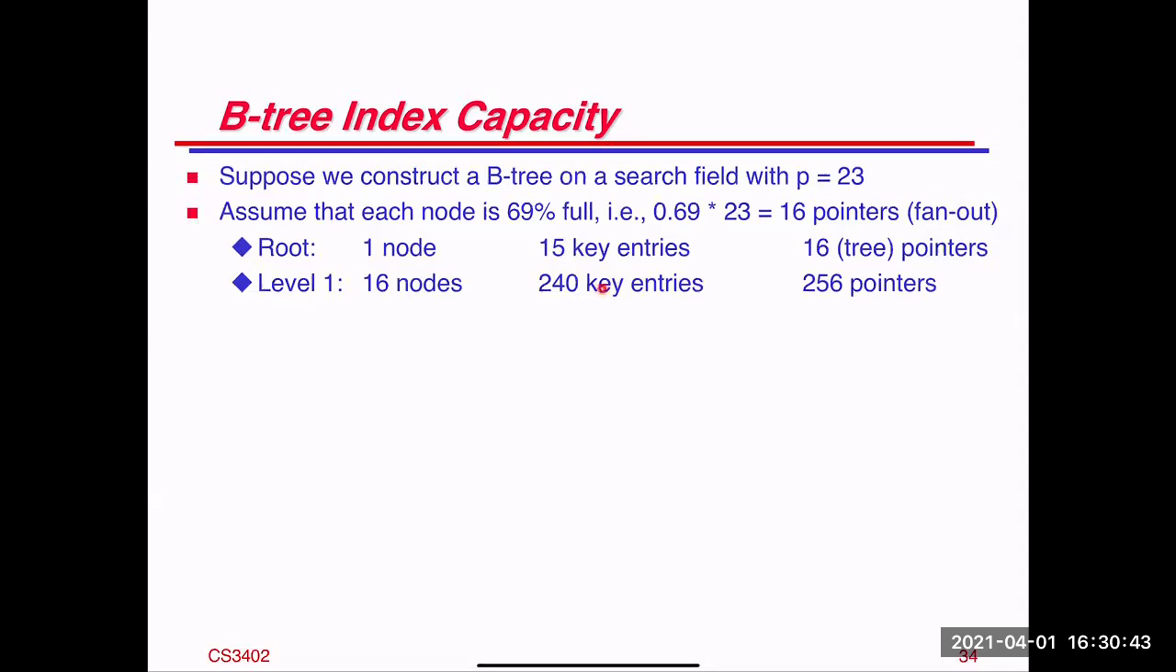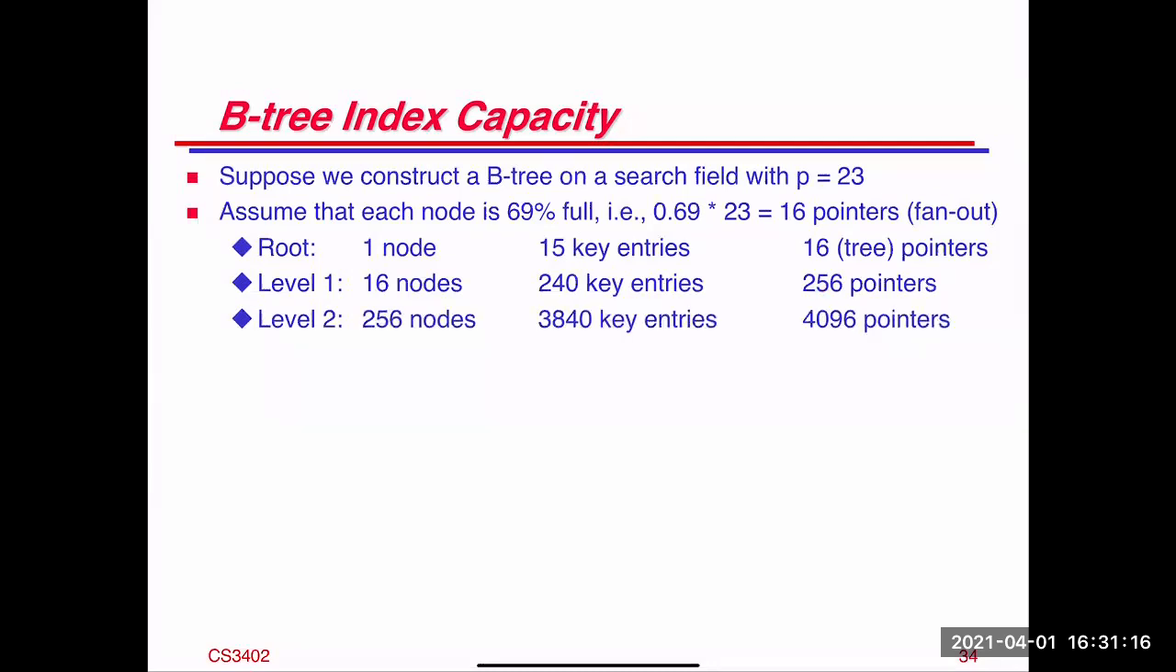So that's the total number of key entries that I have on this level. Right, so it's 16 times 15, right? So I have 60 nodes, and each node has 15 key entries. Okay, so therefore in total on this level I have 240 key entries, and I have 256 tree pointers, right? Because each one of these 60 nodes has 16 pointers, so 16 squared is 256.